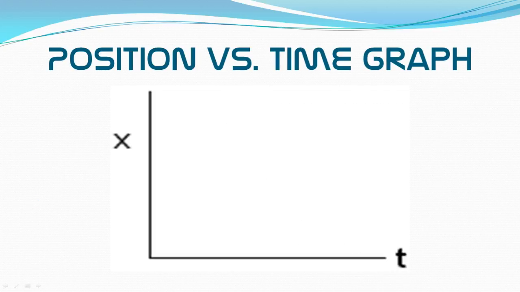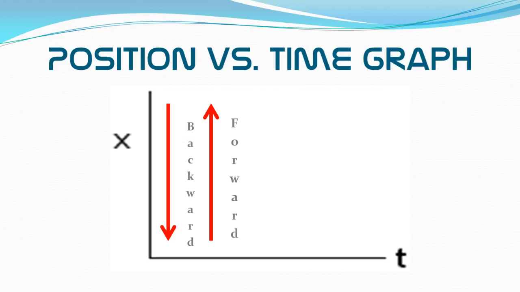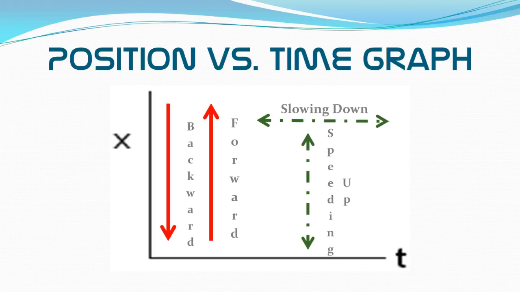Here are a couple rules for reading and interpreting a position versus time graph. If the shape of the graph is moving up, it's moving forward. The object is moving forward. If the shape of the graph is moving downward, it's moving backwards. If it's curving towards a horizontal line, it's slowing down. A horizontal line on a position versus time graph means that time keeps moving on, but the position doesn't change. That's a stopped object. So if my motion is curving towards stop, it means it's slowing down.